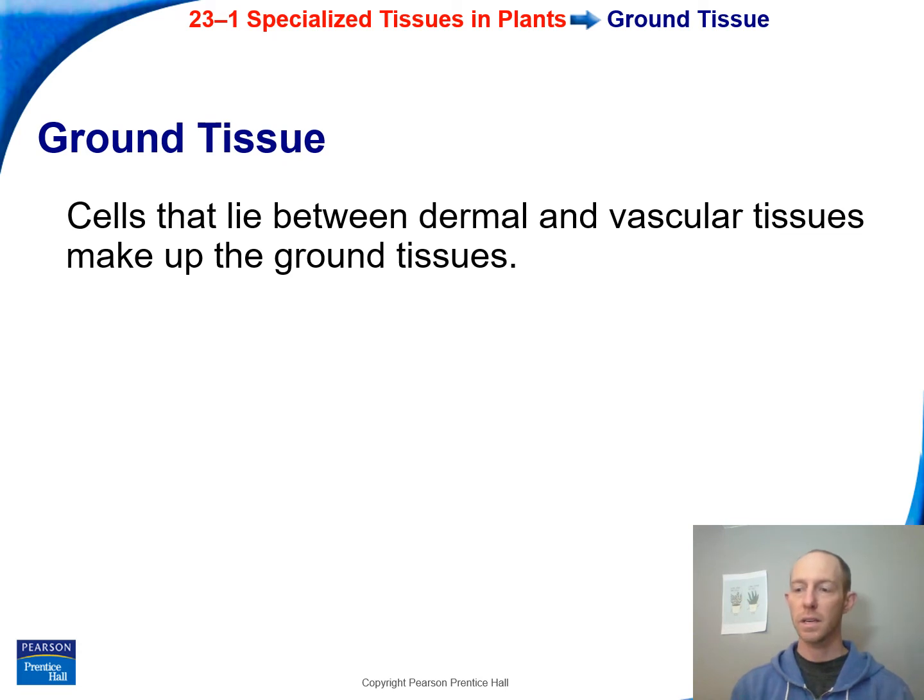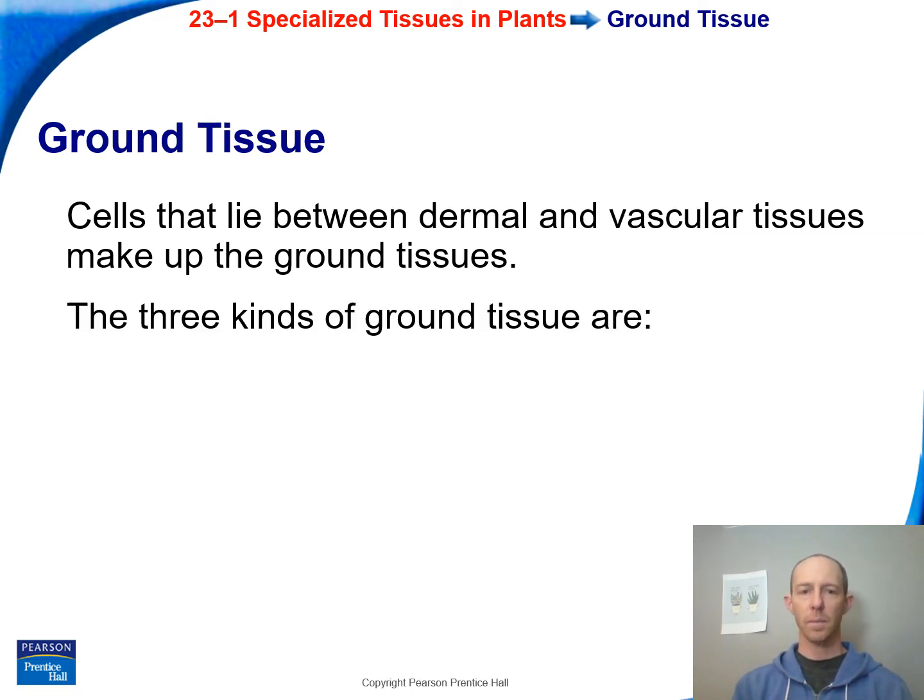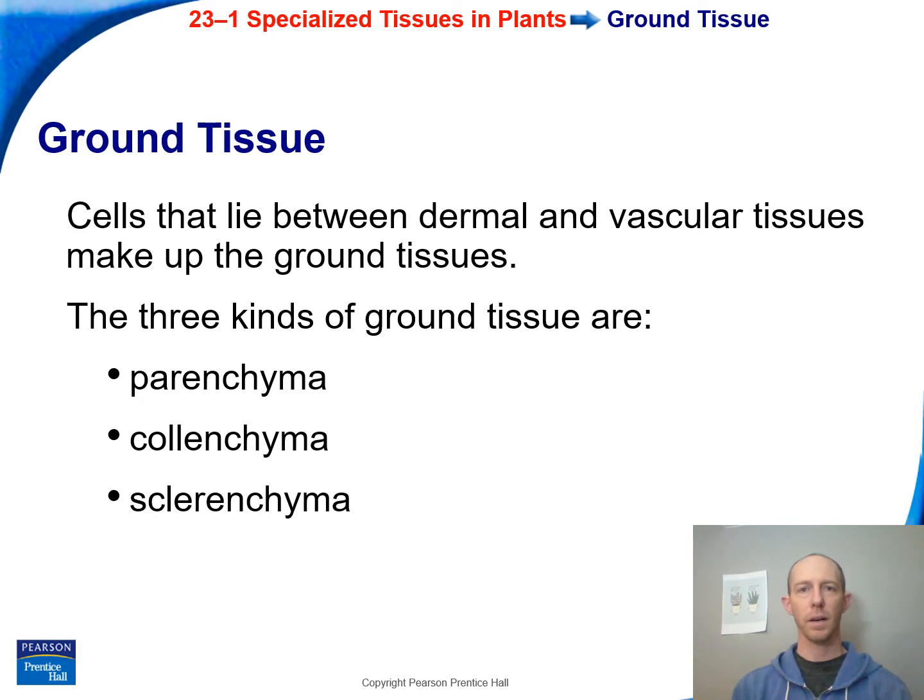Okay, so number 14. What type of tissue is between vascular and dermal? Well, that leaves one, and it's ground tissue. We won't talk about the three kinds of ground tissue, parenchyma, collenchyma, sclerenchyma, but you should know that it is important in a lot of the things that plants do. It takes different roles in different plant organs, so roots and stems and leaves. You can think of it as kind of like the filler.